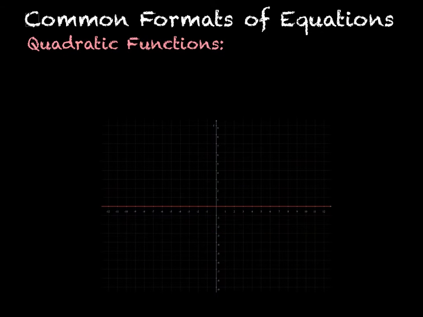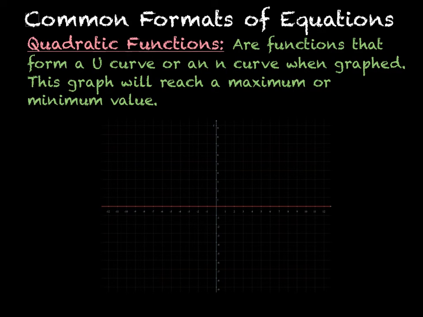Now, quadratic functions are a little bit different. They're a special type of nonlinear function. Quadratic functions are functions that form a U-curve or an N-curve when graphed. This graph will reach some sort of maximum or minimum point. So what I mean by a U-curve is it's going to start high, go down, and come back up and kind of look like a U.